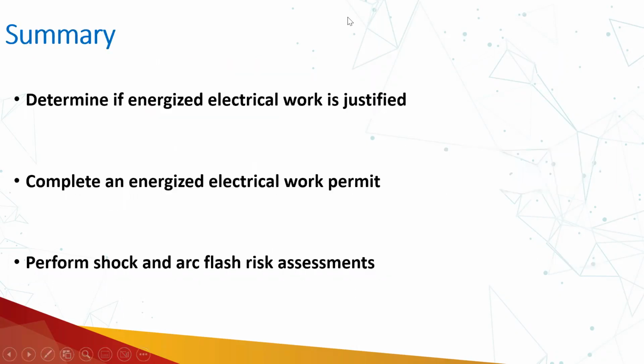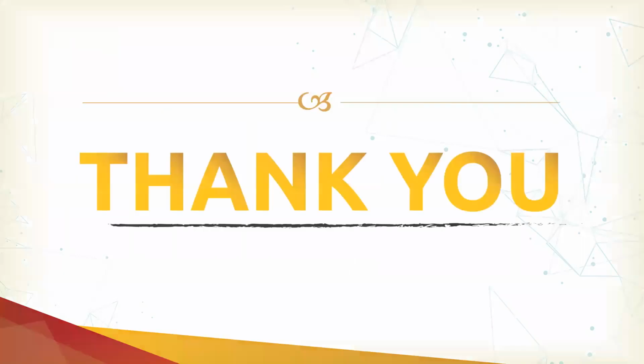Okay, so if we want to summarize, determine if energized electrical work permit is justified. We have talked about completing an energized electrical work permit and performance of the shock and arc flash risk assessment. So by this we have completed our module number 4, and the majority part of Article 130. We will start module number 5 and we're going to complete it in our next coming session. Once we have completed module number 5, we are done with 90% of the course. And then we might require one more class for the completion of other topics.